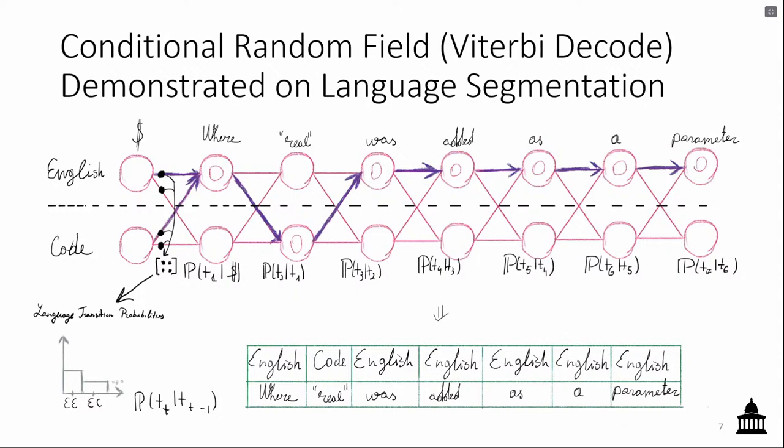Here we demonstrate it on language segmentation. Our CRF layer is linear, in effect a Markov chain. Thus, our problem is to decide the most likely sequence for a hidden Markov chain, where the transition probabilities are populated from our neural network. So to obtain the sequence, we employ the Viterbi decode algorithm.